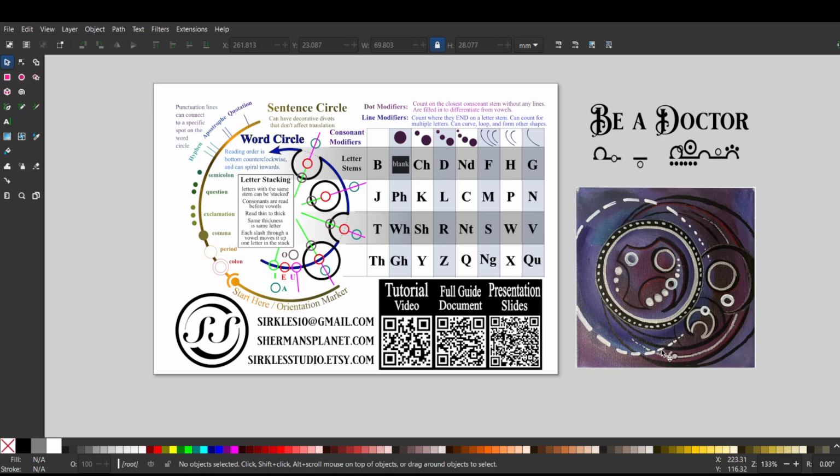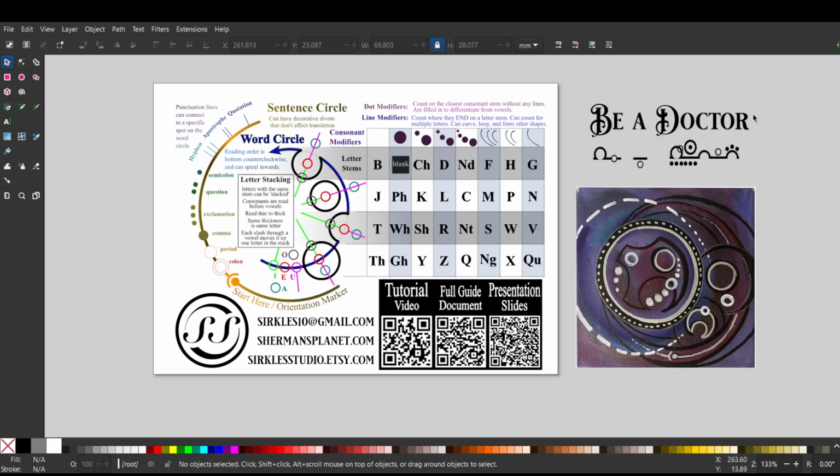So anyway, here's our little start marker, and that means here's our first word, second word, and then third word, because we go around the sentence circle. And then these little bits are just decoration. So let's get to how the letters themselves are translated.